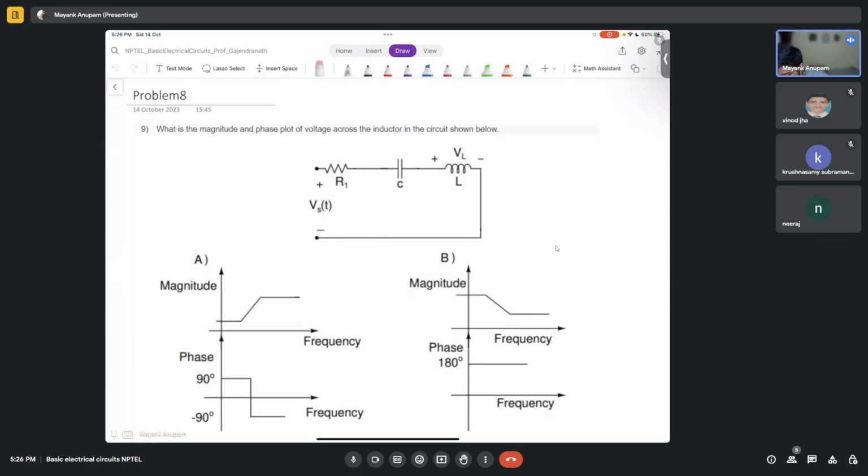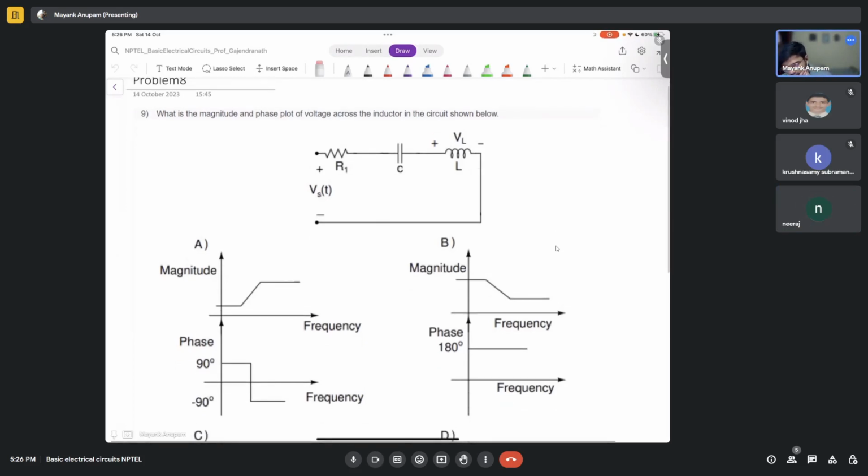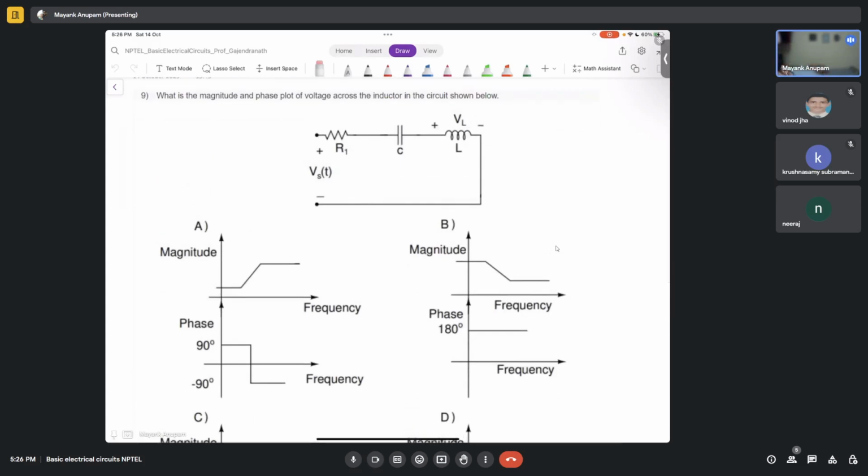What is the magnitude and phase plot of the voltage across the inductor in the circuit shown below? So how will you do that? They are asking what is the magnitude and the phase plot of the voltage across the inductor. So tell me, what is the voltage across the inductor? What is the formula? V is equal to L di by dt. In terms of phasors.